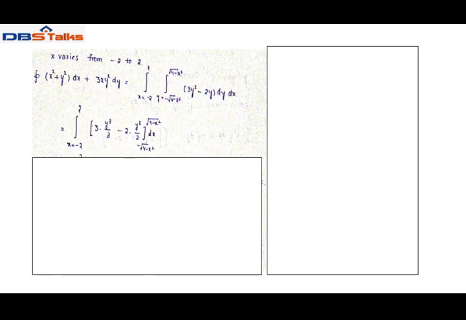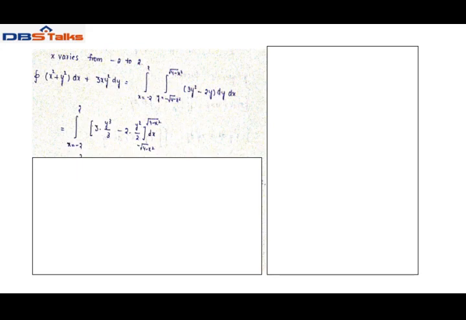So the integral of M dx + N dy equals the double integral of (∂N/∂x − ∂M/∂y) dx dy. Substitute these values in this formula. We get the closed integral of M = x² + y² dx plus N = 3xy² dy equals the integral, x limits are −2 to 2 and y limits are −√(4 − x²) to +√(4 − x²), of ∂N/∂x which is 3y² minus ∂M/∂y which is 2y, into dx dy.